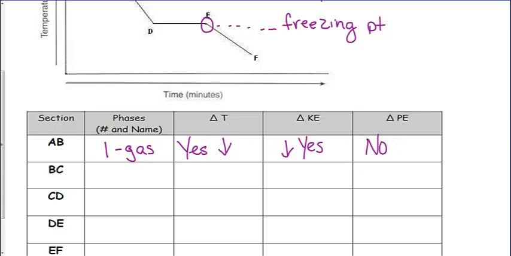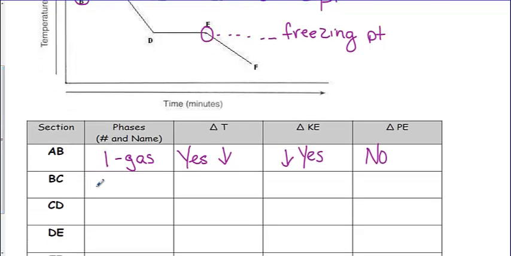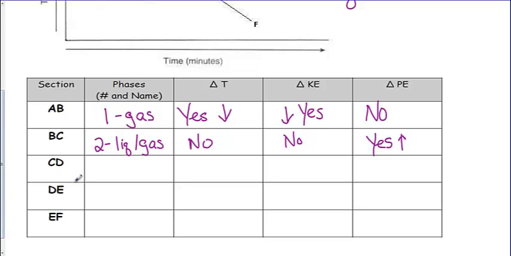For section BC, now is a plateau, and we're at the condensation point. At BC we have two phases, liquid and gas. Temperature is not changing, so neither is the kinetic energy, but the potential energy is, and it is increasing. It's being stored. For section CD, again, we're at a decline here, one phase, and that's going to be all liquid at this point.